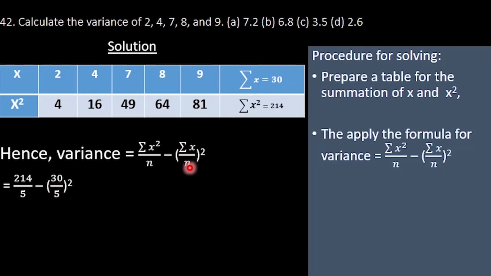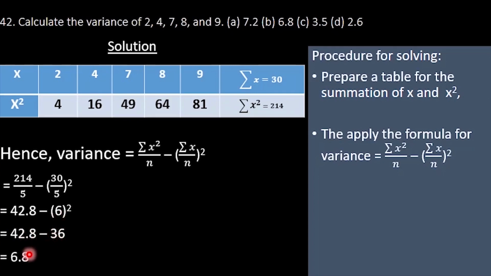Then close the brackets, raised to power 2. Then 214 divided by 5, we have 42.8, and 30 divided by 5, we have 6, raised to power of 2. Now 42.8 minus 6 squared, we have 36. Then 42.8 minus 36 is equals to 6.8.